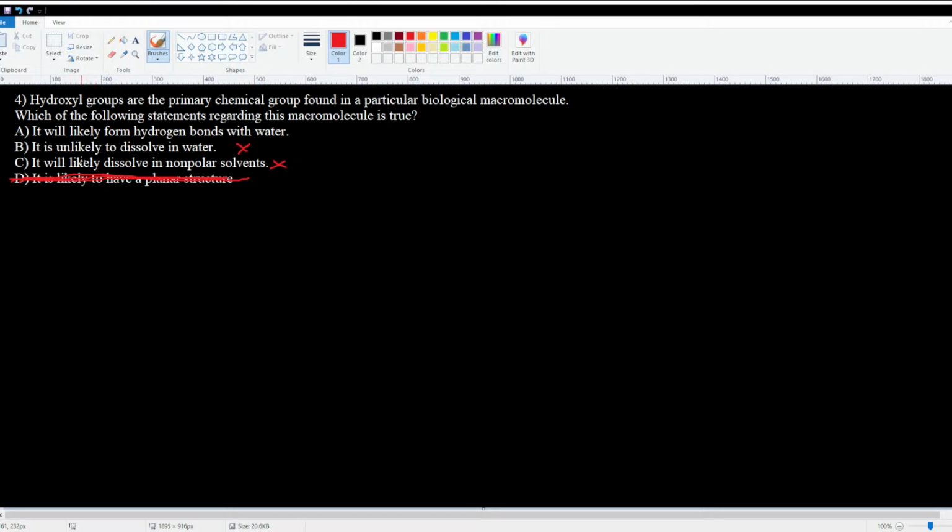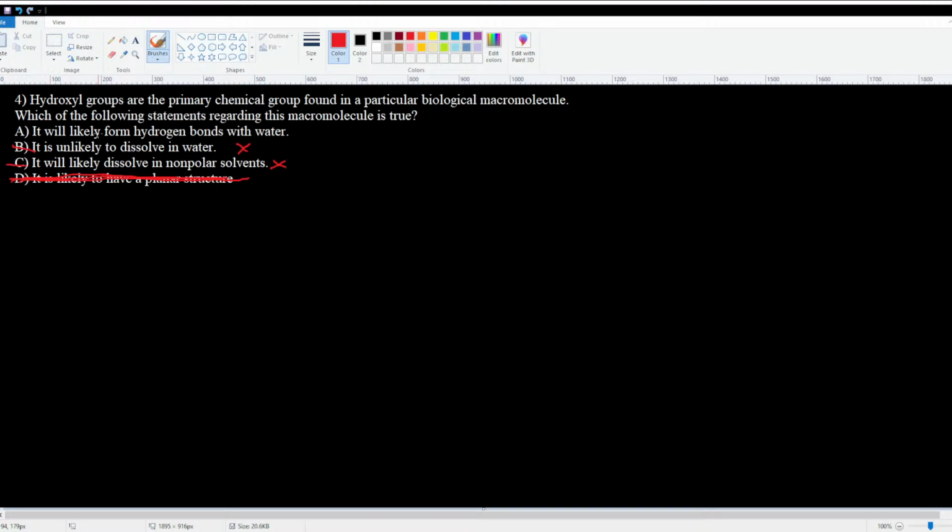How about it's likely to dissolve in non-polar solvents? The same story. If something has a hydroxyl group, then it's going to be polar. I say that with an asterisk, right? There are exceptions to that rule, of course. But if something has a lot of hydroxyl groups, like a sugar, for example, it's not going to want to mix with a nonpolar solvent, because of course a nonpolar solvent is nonpolar. It's not going to want to mix with something that's polar, because like dissolves like, right? So these two we can just ignore.